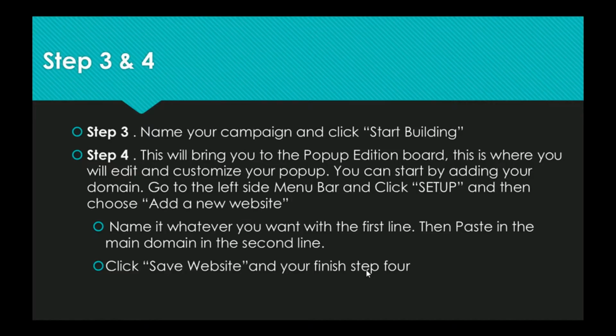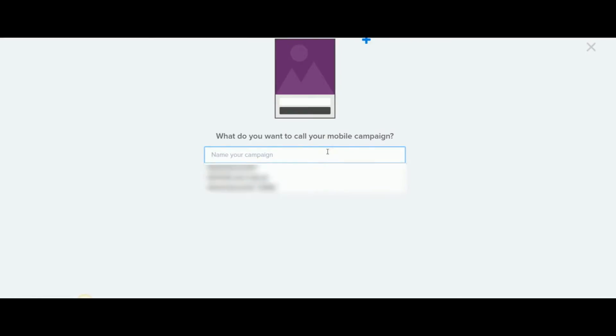So step 3 and 4. Step 3, you're going to name your campaign and then click Start Building. This is just internal stuff, so you can identify it. If you're going to make a bunch of these, put some thought into the name so that you can easily identify what each campaign is targeted to or trying to accomplish. And we're going to name our campaign. We're just going to call this Test Campaign.